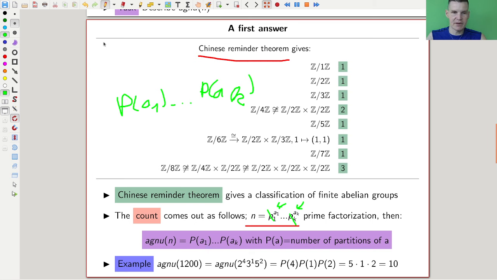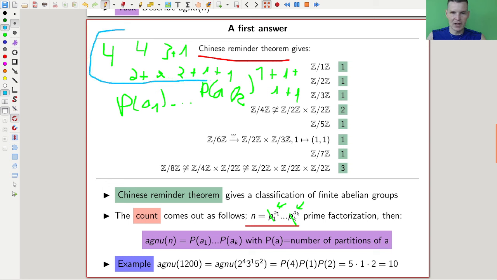And for example, the number of partitions of 4 should be 5, because what can you do? You can partition 4 in the following way. You can just write 4. You can write 3 plus 1. You can write 2 plus 2. You can write 2 plus 1 plus 1. So this is meant as an integer partition. Or just 1 plus 1 plus 1 plus 1. So there are 5 of them. It's maybe not super easy to count, but it's a nice result anyway. So partitions of 4, there are 5 of them.